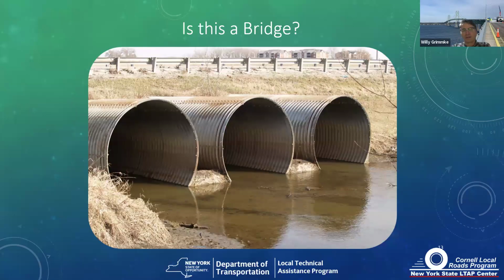This is a little more interesting. So would this be a bridge? It kind of depends on what the definition is. We have 3 pipes. If the distance from the far limit of the pipe on the left to the far limit of the pipe on the right is more than 20 feet, it would qualify as a bridge by the state and federal legal definitions. But by the court definition, even if it was more than 20 feet, it would still be a culvert.